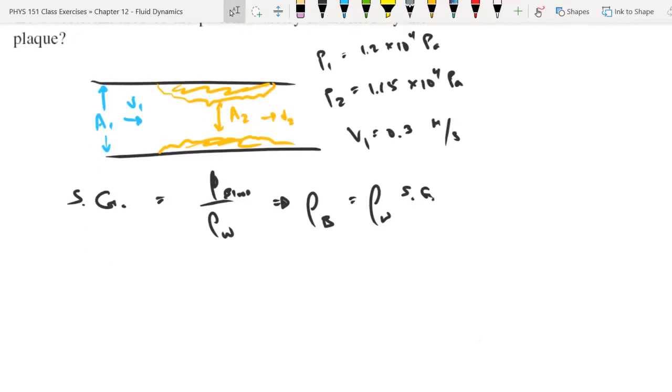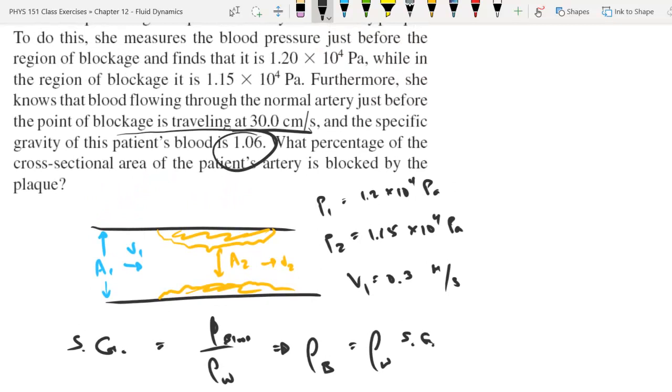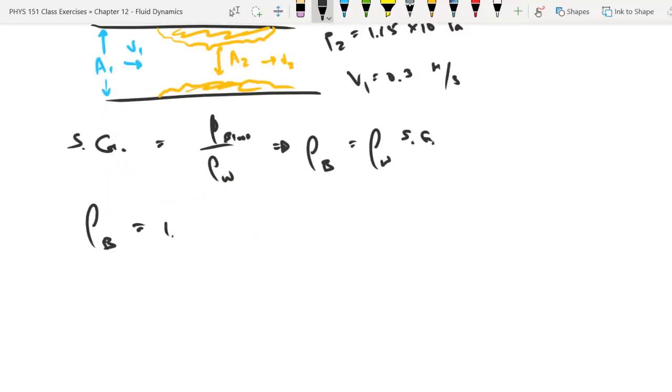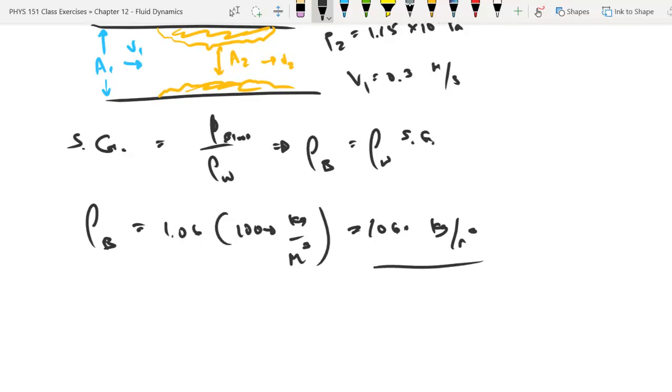Anyways, the density of blood here would be specific gravity 1.06 times the density of fresh water, which is 1,000 kilograms per cubic meter. And so this is equal to 1,060 kilograms per cubic meter. Okay, so there's the density of the blood.